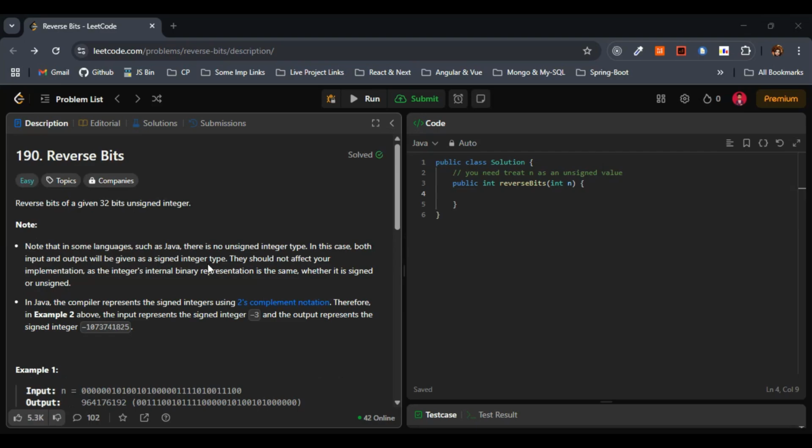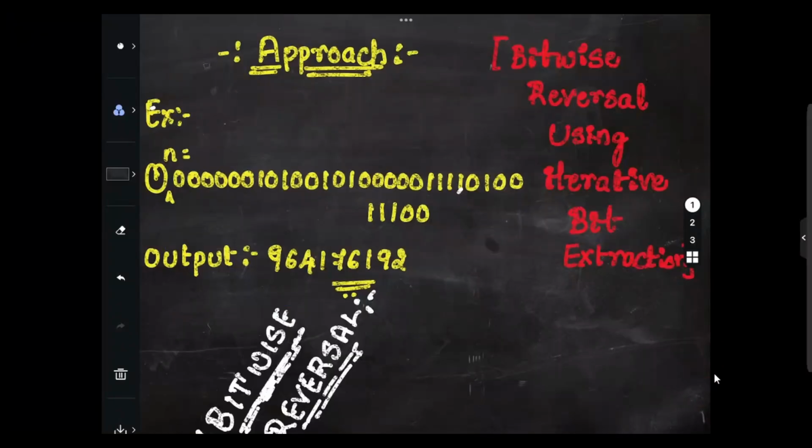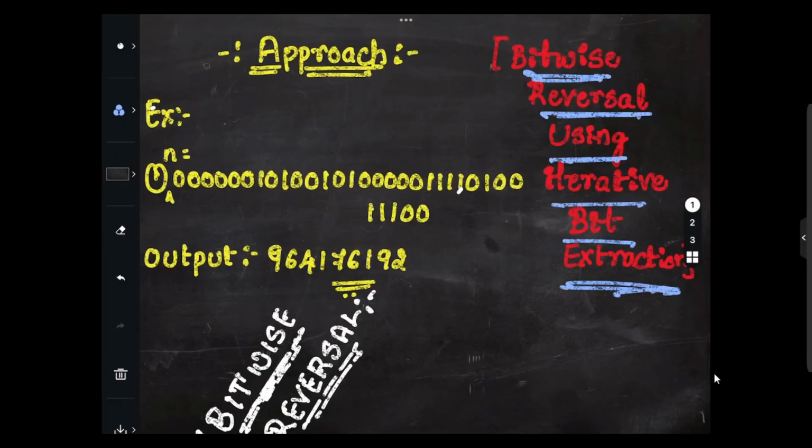First, let's discuss the approach, then let's write the code and discuss the complexities for the code that we have written. The first thing to keep in mind is that we will be going with bitwise reversal using iterative bit extraction. The binary string we have is this one, and when we convert it to an integer, we get some number.